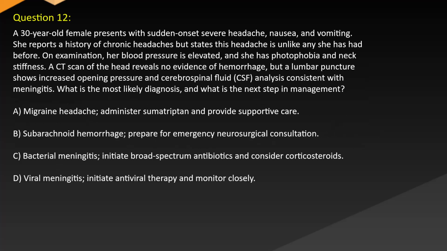Question 12. A 30-year-old female presents with sudden onset severe headache, nausea, and vomiting. She reports a history of chronic headaches but states this headache is unlike any she has had before. On examination, her blood pressure is elevated and she has photophobia and neck stiffness. A CT of the head reveals no evidence of hemorrhage, but a lumbar puncture shows increased opening pressure and cerebrospinal fluid (CSF) analysis consistent with meningitis. What is the most likely diagnosis and what is the next step in management?